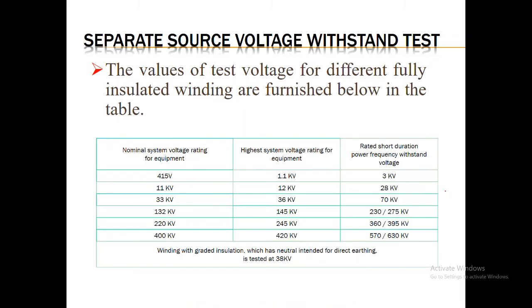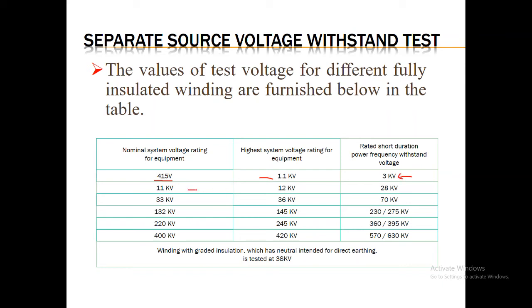So the values of the test voltage for different fully insulated windings are furnished, as you can see in this table. Suppose the nominal system voltage rating of the equipment is 415 volt, then the highest system voltage rating for the equipment is 1.1 kilovolt. The rated short duration power frequency voltage at which you have to conduct this withstand test is 3 kilovolt.